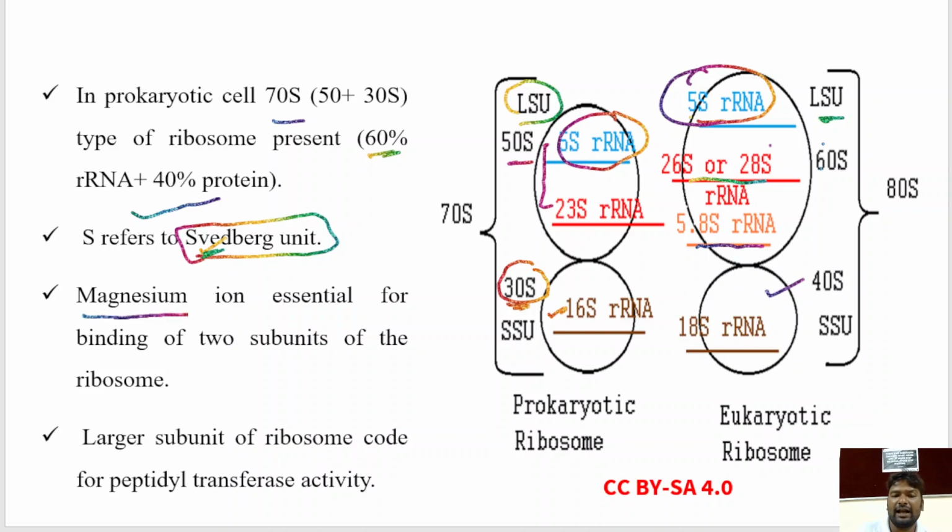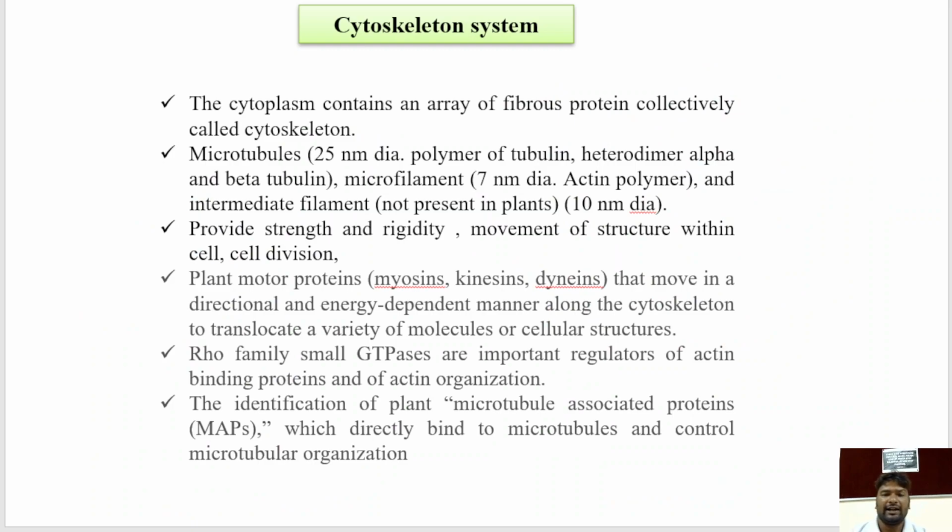The magnesium ion is essential for the binding of the two subunits of ribosomes, and the larger subunit of ribosomes carries the peptidyl transferase activity during protein synthesis. Now come to the cytoskeleton system. The cytoskeleton contains an array of fibrous proteins collectively called the cytoskeleton. There are 3 types: microtubules, microfilaments, and the third one, intermediate filaments.